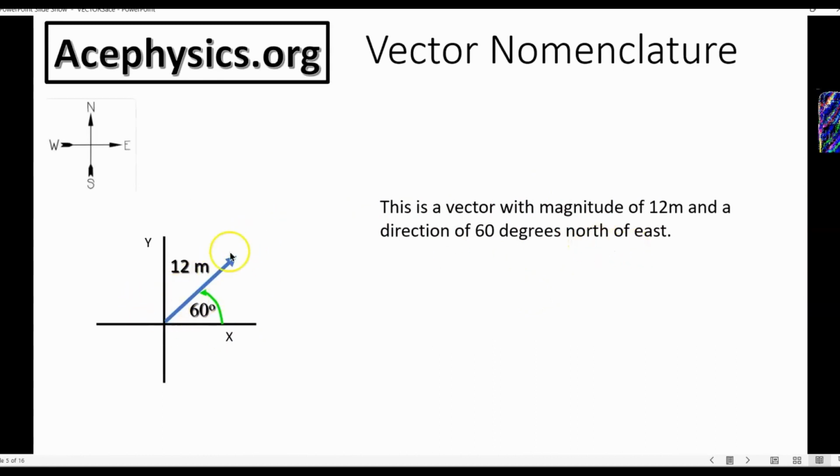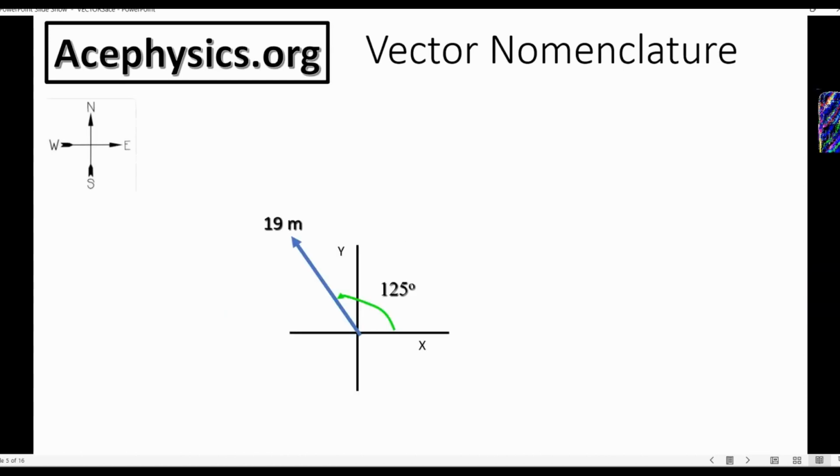That means it has a length of 12. And if you start east and you move 60 degrees towards the north, then you end up at the vector. So it's 60 degrees north of east and its magnitude is 12. The units are meters because this is a displacement vector. If it were a velocity vector, its units would be meters per second. If it were a force vector, its units would be newtons and so on.